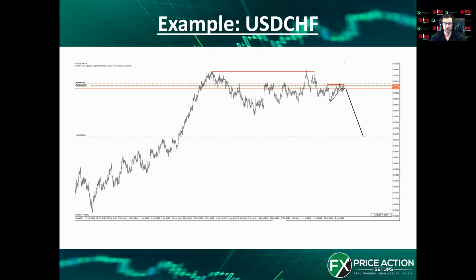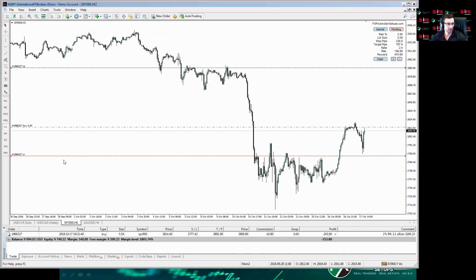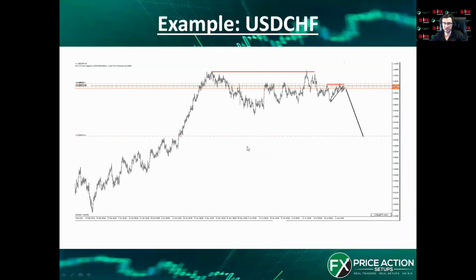Just quickly, I've grabbed a couple of charts from our Discord trading room to show you a few examples. This was a trade on the USD Swiss franc a few weeks ago, and I'm quickly going to go to my MetaTrader to show you the price action part of this setup. First, as you can see, before I go to my MetaTrader, this was a short that we set up, and we were expecting the market to come crashing down.